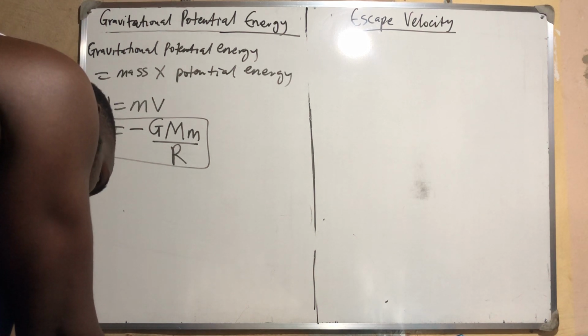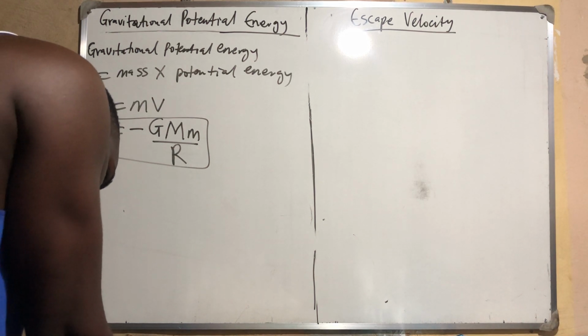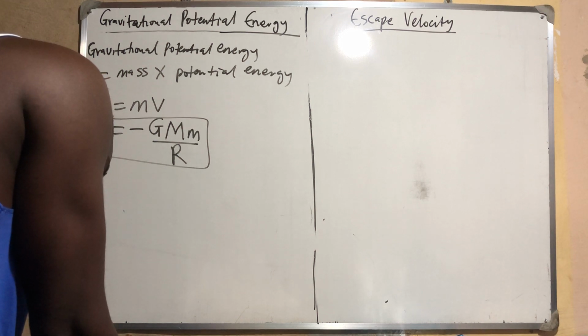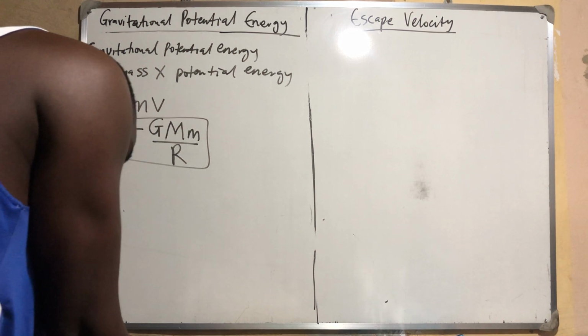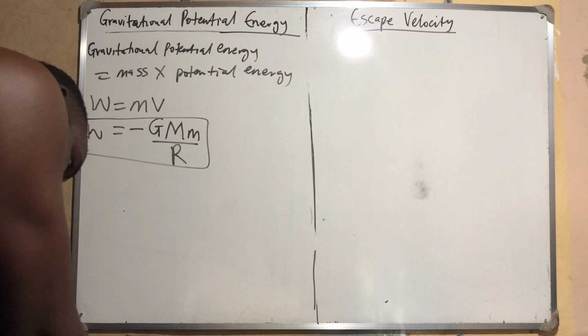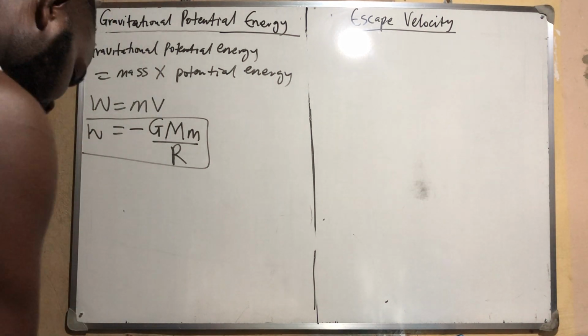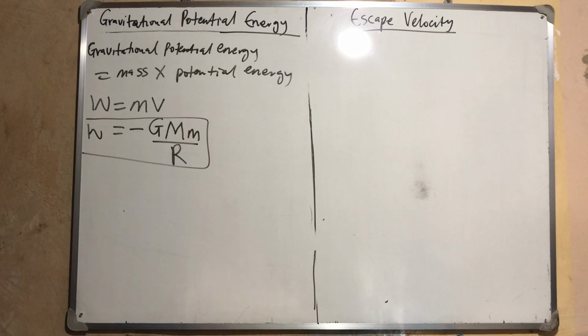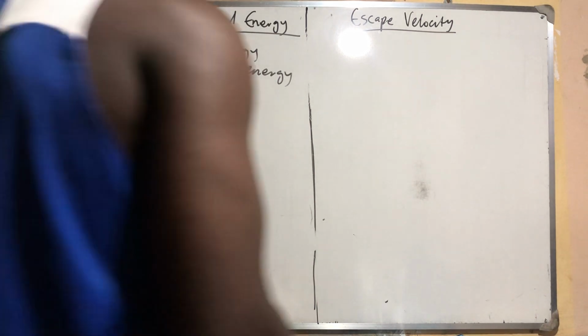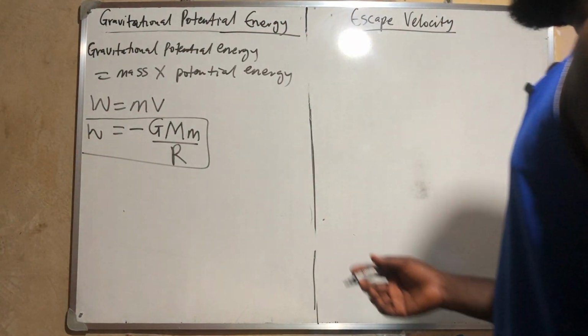Okay, so now if the body is thrown up with an initial velocity v, such that its kinetic energy is given by 1 over 2 mv squared, we want to calculate the escape velocity. Now if you want to calculate the escape velocity, don't forget that work done and kinetic energy are the same thing.